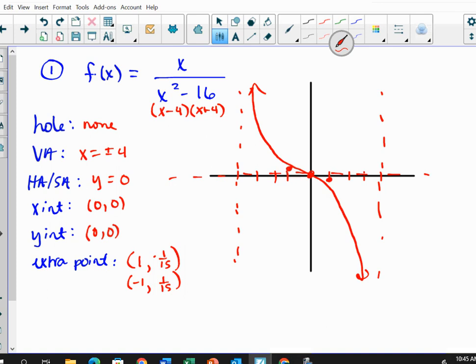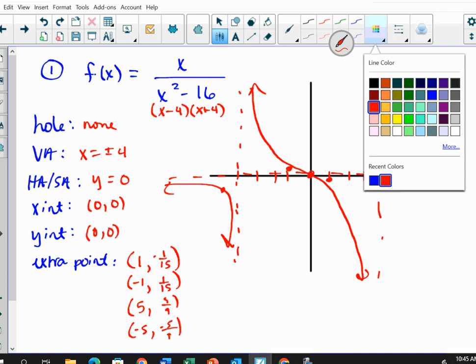Then remember, we need to figure out the outside part. So I would plug in 5 and -5. Five is going to give me 5 over, what, 9? It's going to be positive. -5 will give me -5 over 9. So we're down here. There is your graph. All right, guys, it looks like lots of you got there. Let's try another one.